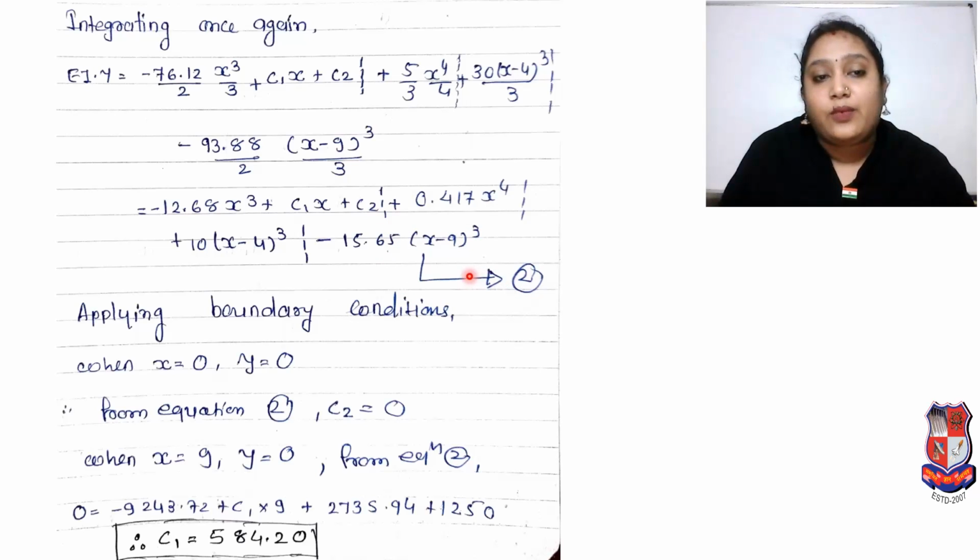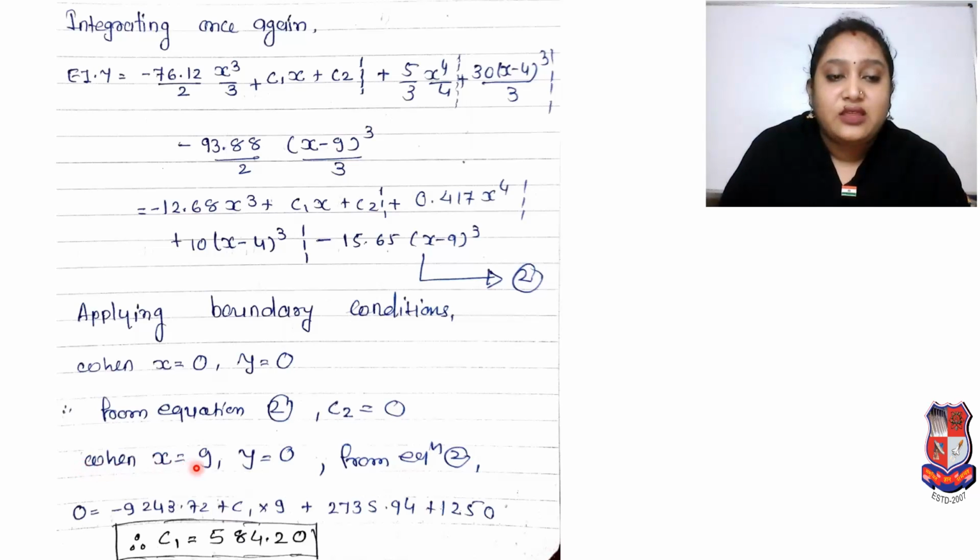Now we have to apply boundary conditions. If we apply the boundary condition, then x is equal to 0 and y is equal to 0, then from our equation number 2, you can see EIY is equal to that. So EIY means y is there and y is 0, then that term will become 0 and x is 0. So all terms will be 0. If any negative term will be there, then we will neglect it. So C2 will be 0. So applying boundary condition, when x is equal to 0 and y is equal to 0, from that equation number 2, C2 will be 0.